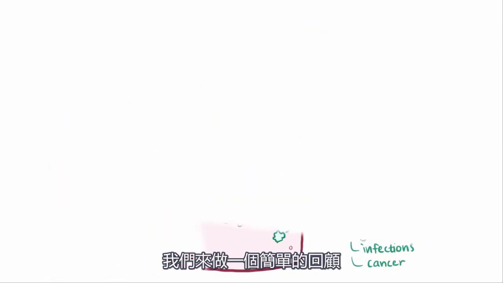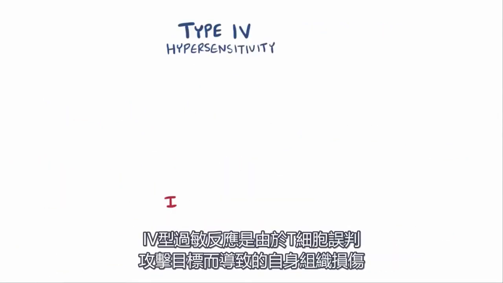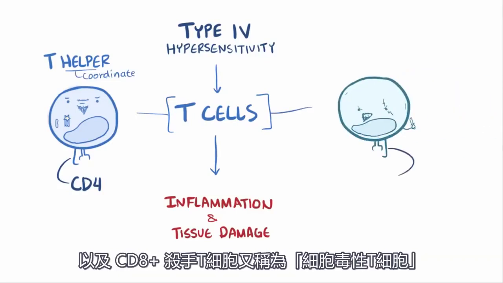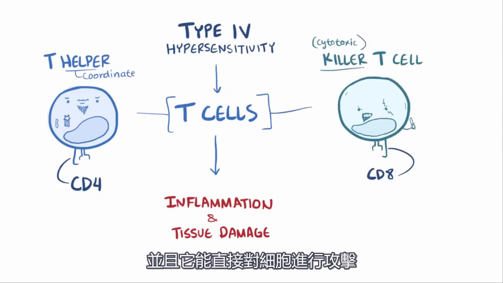So, as a quick recap, type 4 hypersensitivity leads to inflammation and tissue damage via T cells, which can be either CD4 positive T helper cells, which help coordinate the attack, or CD8 positive killer or cytotoxic T cells, which directly do the attacking.